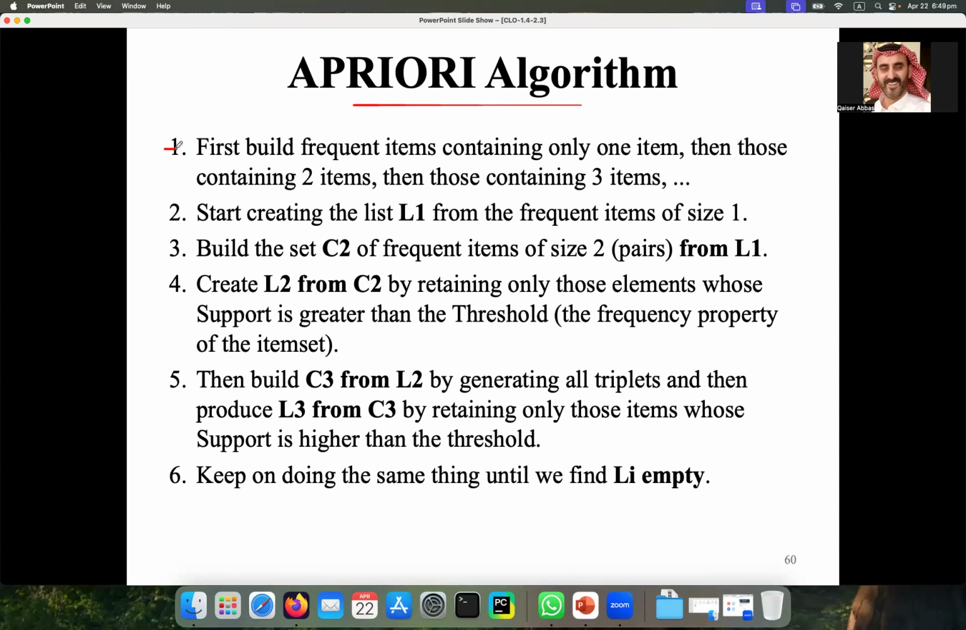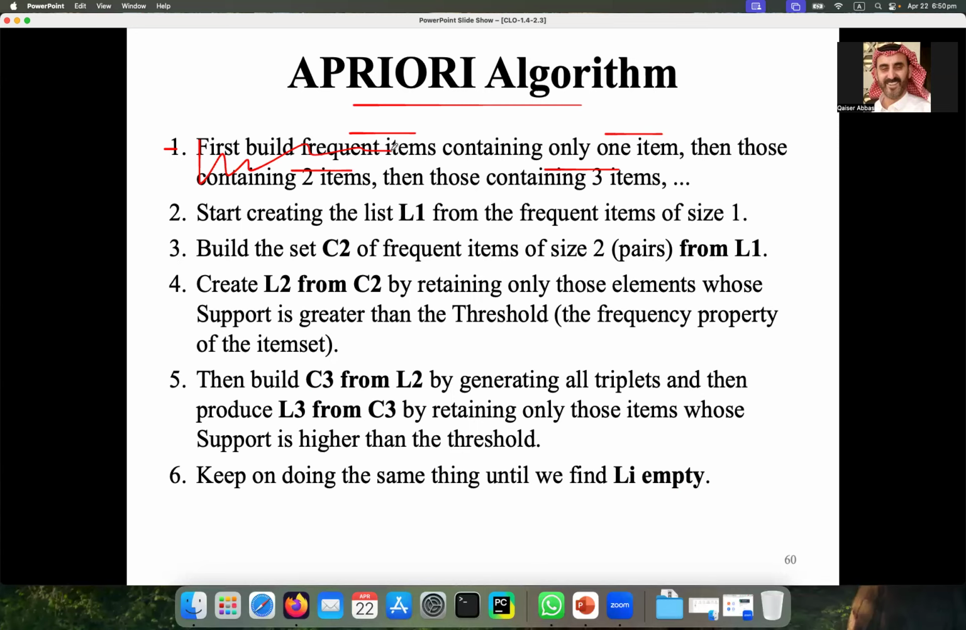Step one. What we will do in step one, we will build the frequent items that will contain one item, then two items together, then three items together. Basically, you can ignore this step. But this first step is giving you the idea of what we are going to do in the Apriori algorithm.